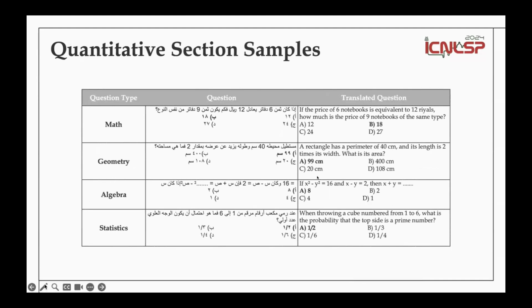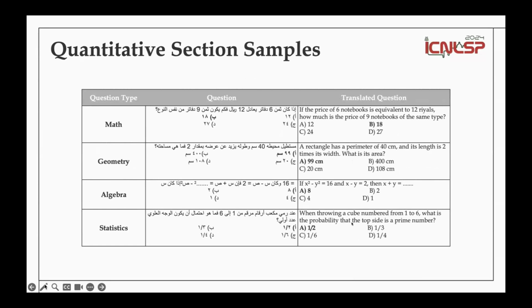I will be showing some samples. For the quantitative section, we have the questions. The questions are all in Arabic, but for the purpose of this research, we have translated them. We have the mathematical questions, which are usually verbal, geometric questions, which have, for example, rectangular properties, and algebra, which is solving for X and Y.